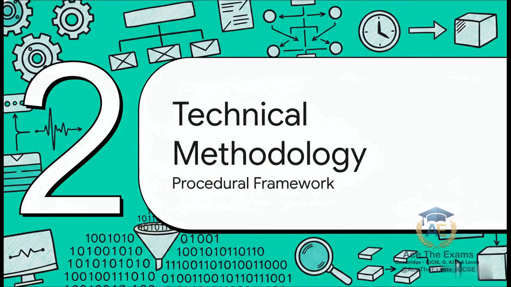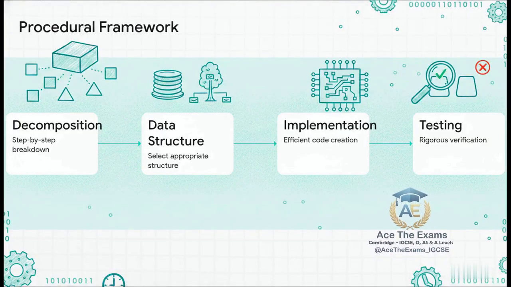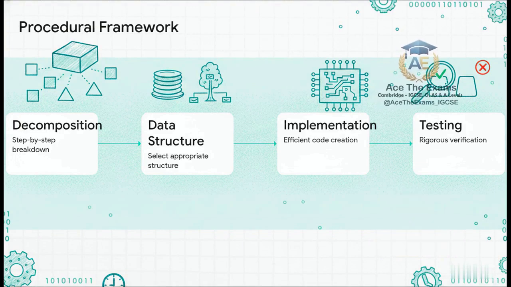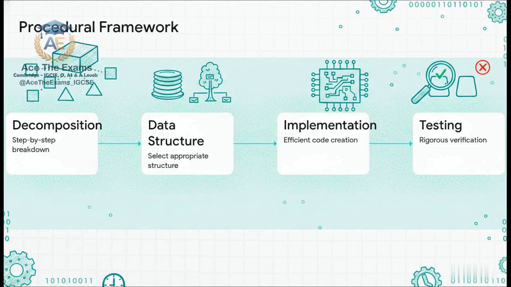Let's move on to Section 2, Technical Methodology and the Procedural Framework. So, algorithmic thinking is the absolute beating heart of this syllabus. When you're sitting in the exam hall and you're faced with a multi-step calculation, you can't just guess. You can't just throw raw facts at the page and hope something sticks. Top students use this procedural framework every time.